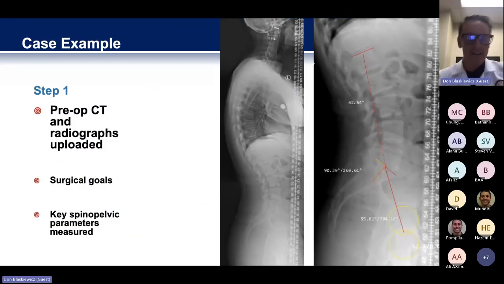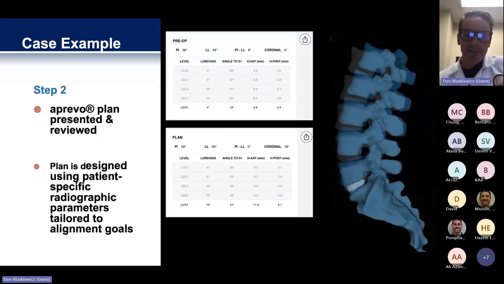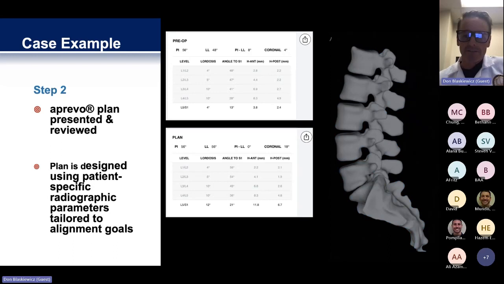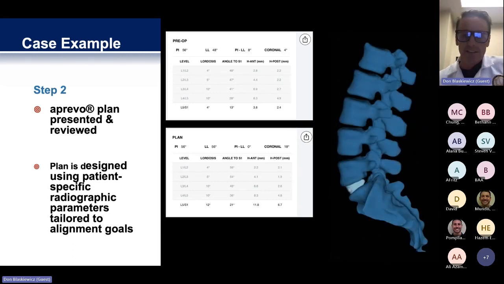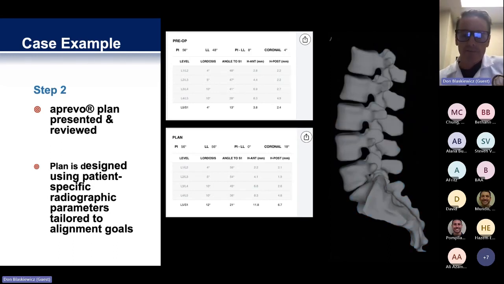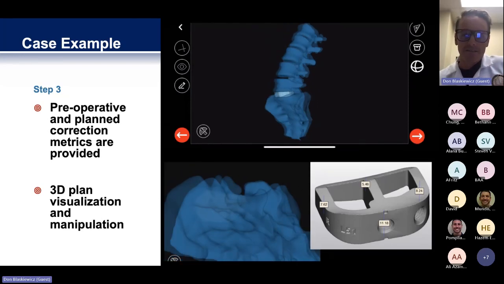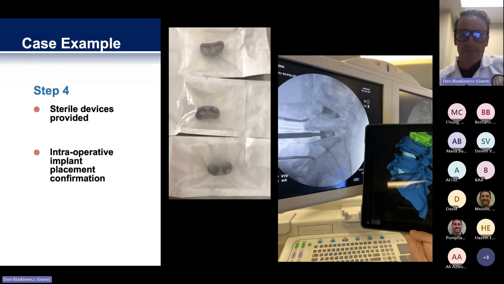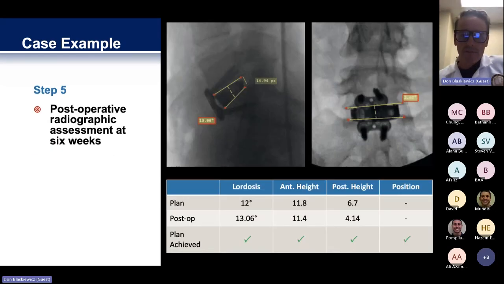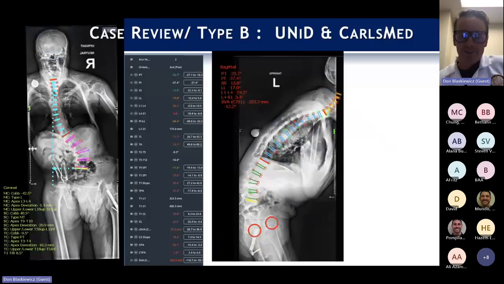This is a case example of pre-op CT and radiographs. Surgical goals and key spinopelvic parameters were measured. This was not my case, but this was determined to be a single level ALIF, and we can see that with the modeling, these are the expected changes. This is what the implant and modeling looks like. Spacers are delivered, they're implanted, and so this is sort of the goal. And that was the plan, and all of those were achieved in this case.